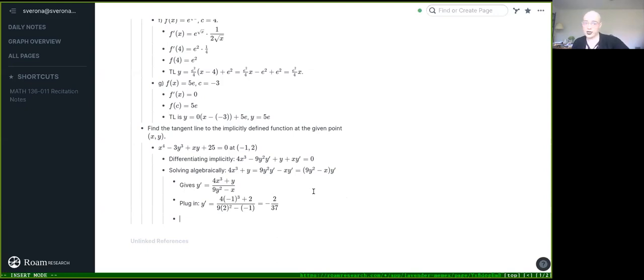So that's one way I can do it. The other way is to just plug in in the first place, and that's going to make my life a little bit easier because I don't have to wrangle with this. So solving numerically, this means I'm going to plug in first. So I have 4 times -1 cubed, minus 9 times 2 squared y prime, plus the 2 from the y, plus -1 times y prime.